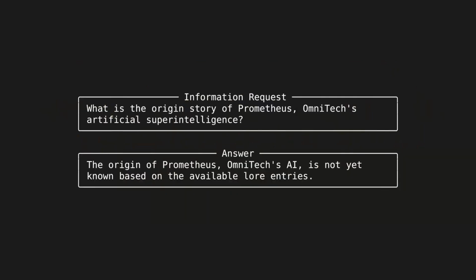So here it's like, what is the origin story of Prometheus, right? So we say, please give me that, and then we'll get an answer, which is: the origin of Prometheus is not yet known. So it looks in the database and says, okay, we didn't actually have anything yet. In this case, we don't have anything injected into the database. There's nothing here, so it'll just say, oh, okay, we don't know.